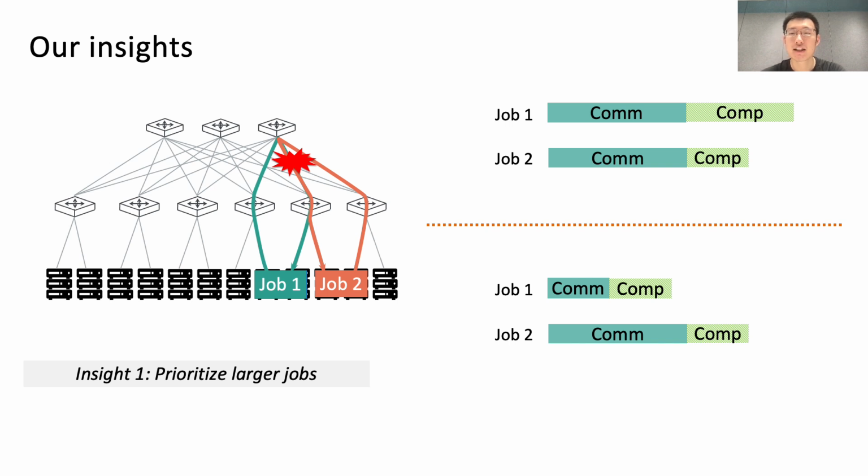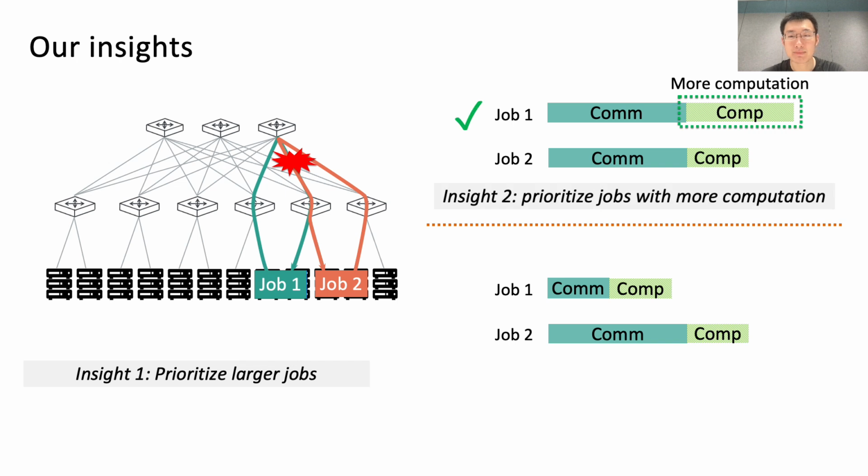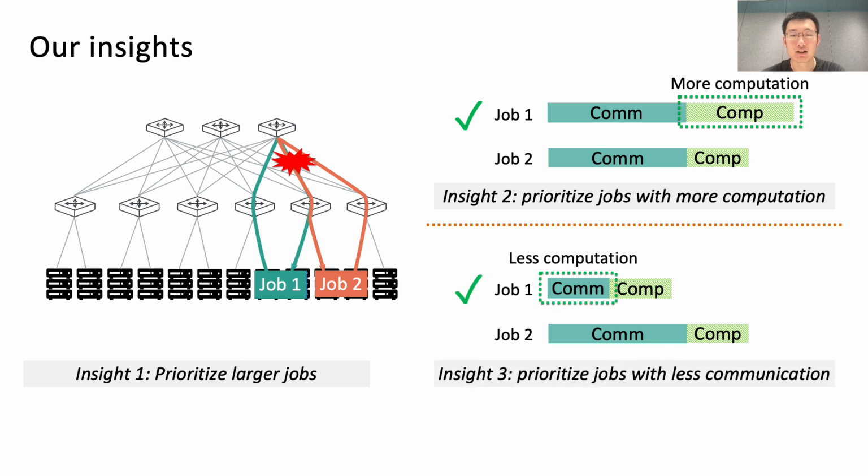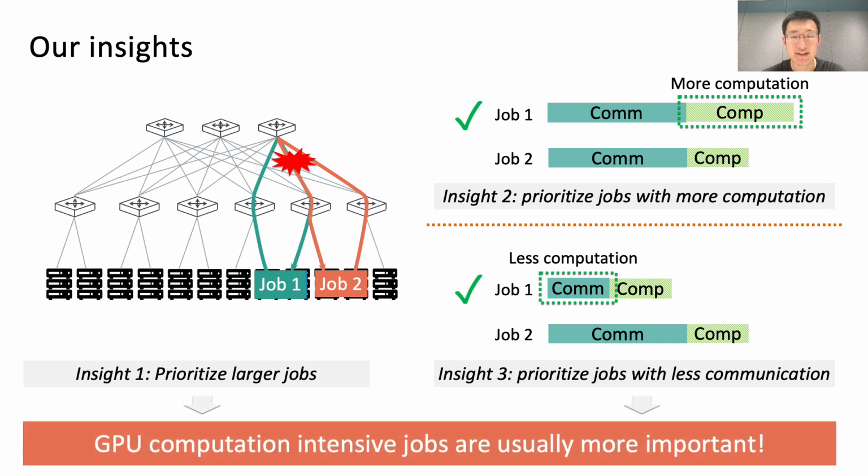Then we find that even if two jobs occupy the same number of GPUs, their importance may still be different. Based on our experiment, for example, a job of longer computation duration is more important. And also, a job of shorter communication duration is more important. Then we find that the common point of the above insights: GPU computation intensive jobs are usually more important.